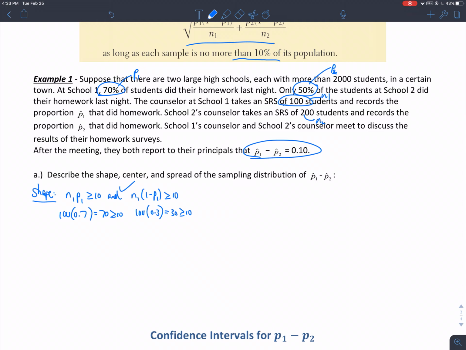And then for the second one we have N2 P2 greater than or equal to 10, and N2 times (1 minus P2) greater than or equal to 10. If we do this calculation, we get 200 times 0.5 greater than or equal to 10, and this is actually just 100. That's definitely true. And this one would give us the same. I know this is tedious, but just remember you have to actually write this stuff out.